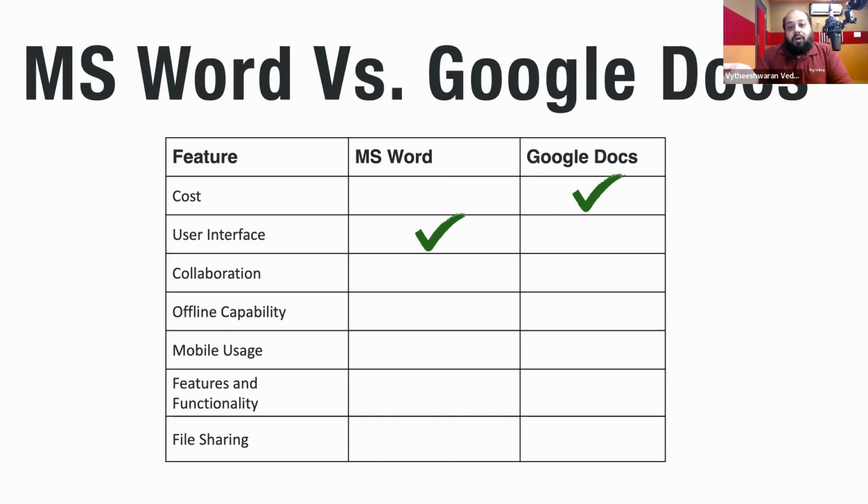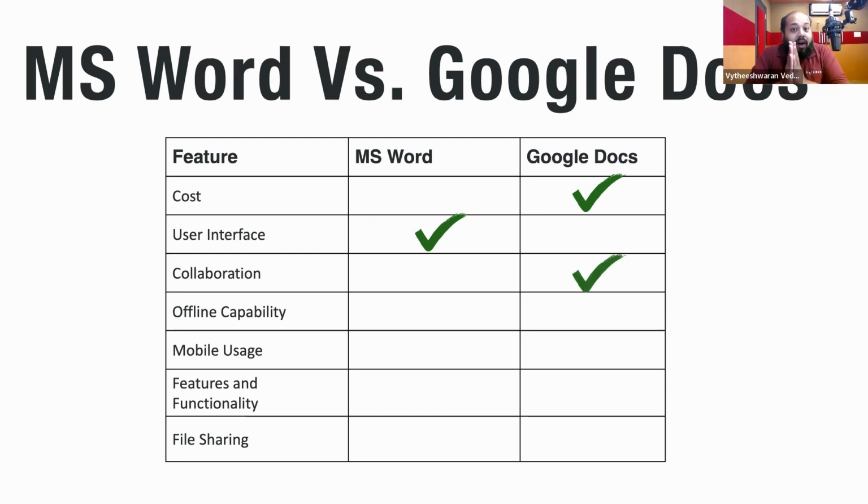Whereas if you look at Google Docs, you can live collaborate anytime, anywhere with anyone, irrespective of the person's operating system or whatever software they are using. They will still be able to. All they need is a browser, so they just have to open their browser and you can live collaborate with them. So from a collaboration standpoint, I personally feel Google Docs has an upper hand over Microsoft Word.